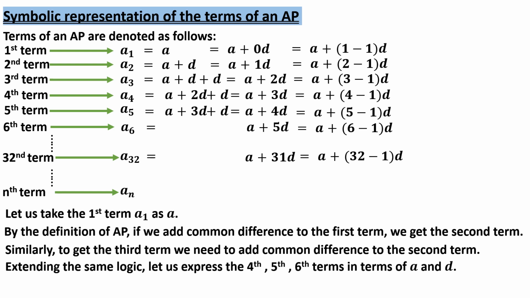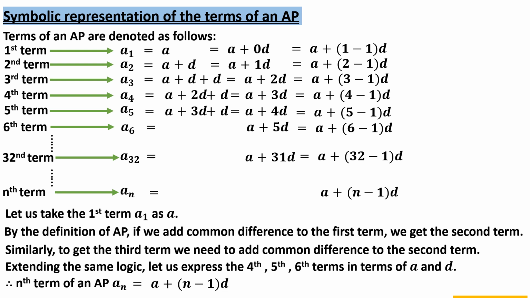Look at these expressions. We can now write the nth term. Nth term equals A plus 1 less than n, that is n minus 1, into d. Therefore, we have got a formula here. Nth term of an AP, an, equals A plus n minus 1 into d.